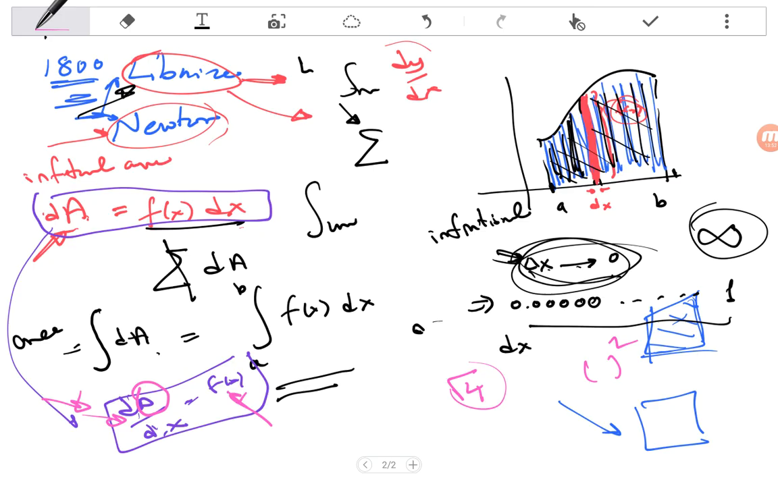What is the function that if I differentiate it, I get f of x? So how could we find this value? We find it by looking for a function that if I differentiate it, I get that function. Let's look for an example.